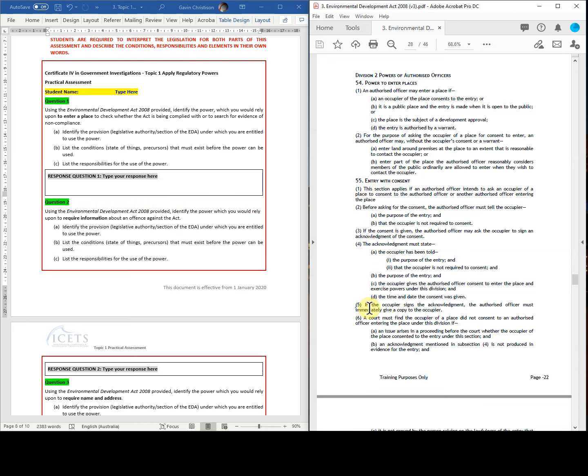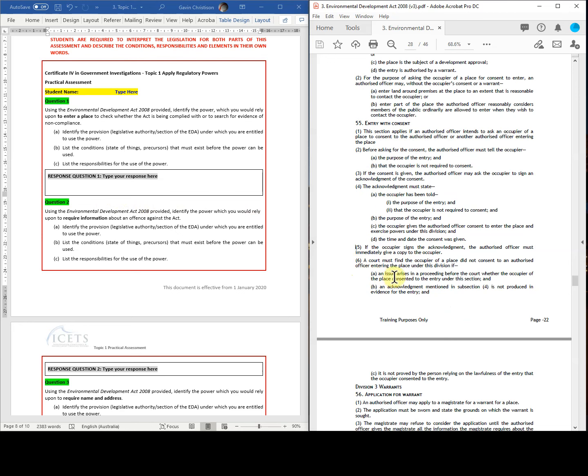55 subsection 6, a court must find the occupier of a place did not consent to an authorised officer entering the place under the division if, so this relates to the court finding. So this relates to court matters, it doesn't place a responsibility or condition on the use of the power, but rather it places a responsibility on the courts in terms of finding whether entry was authorised or not. So it's no condition or responsibility on the authorised officer, so therefore it is irrelevant to the response to this question.